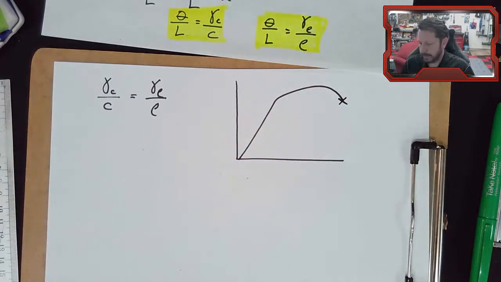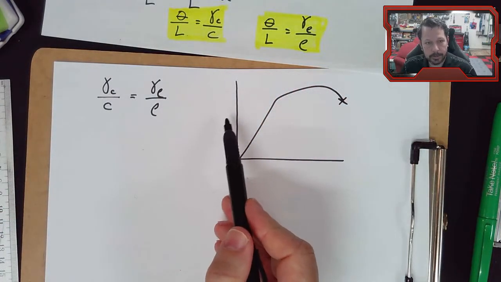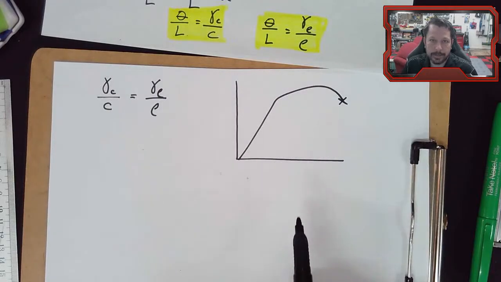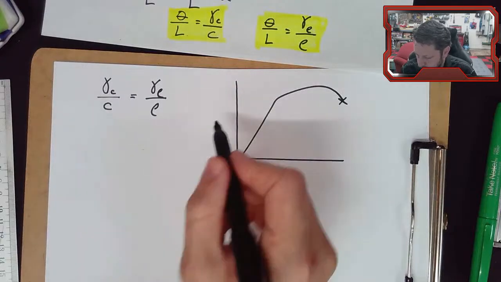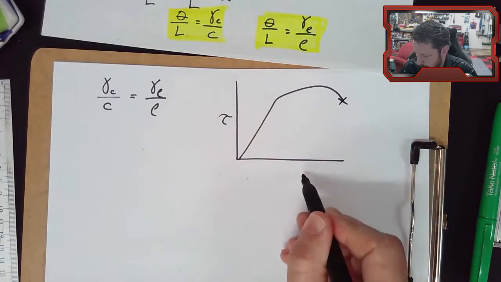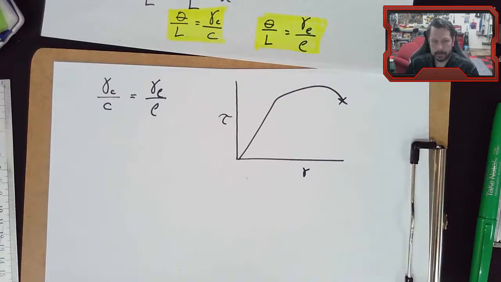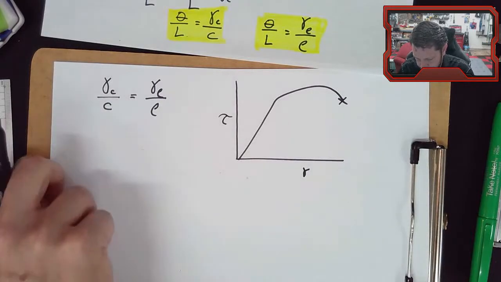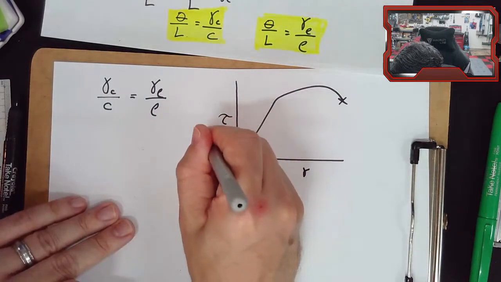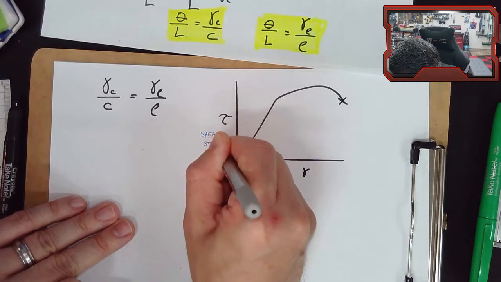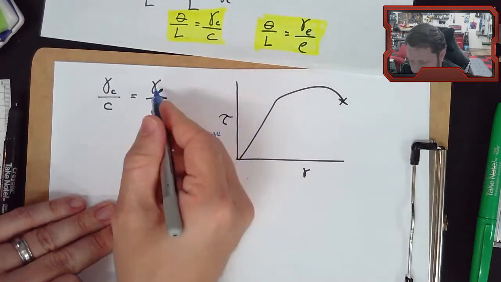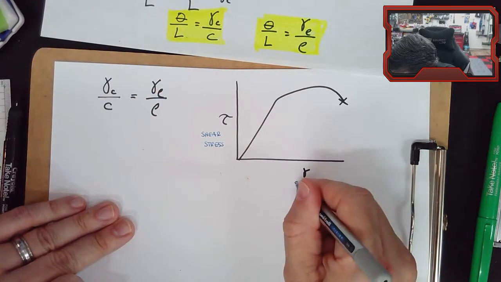Something like that. And we had stress on the y-axis, and we had strain on the x-axis, and it was sigma and epsilon, axial stuff. There's a similar plot for tau and gamma. So tau is shear stress, and gamma is what we've been talking about this whole time, shear strain.